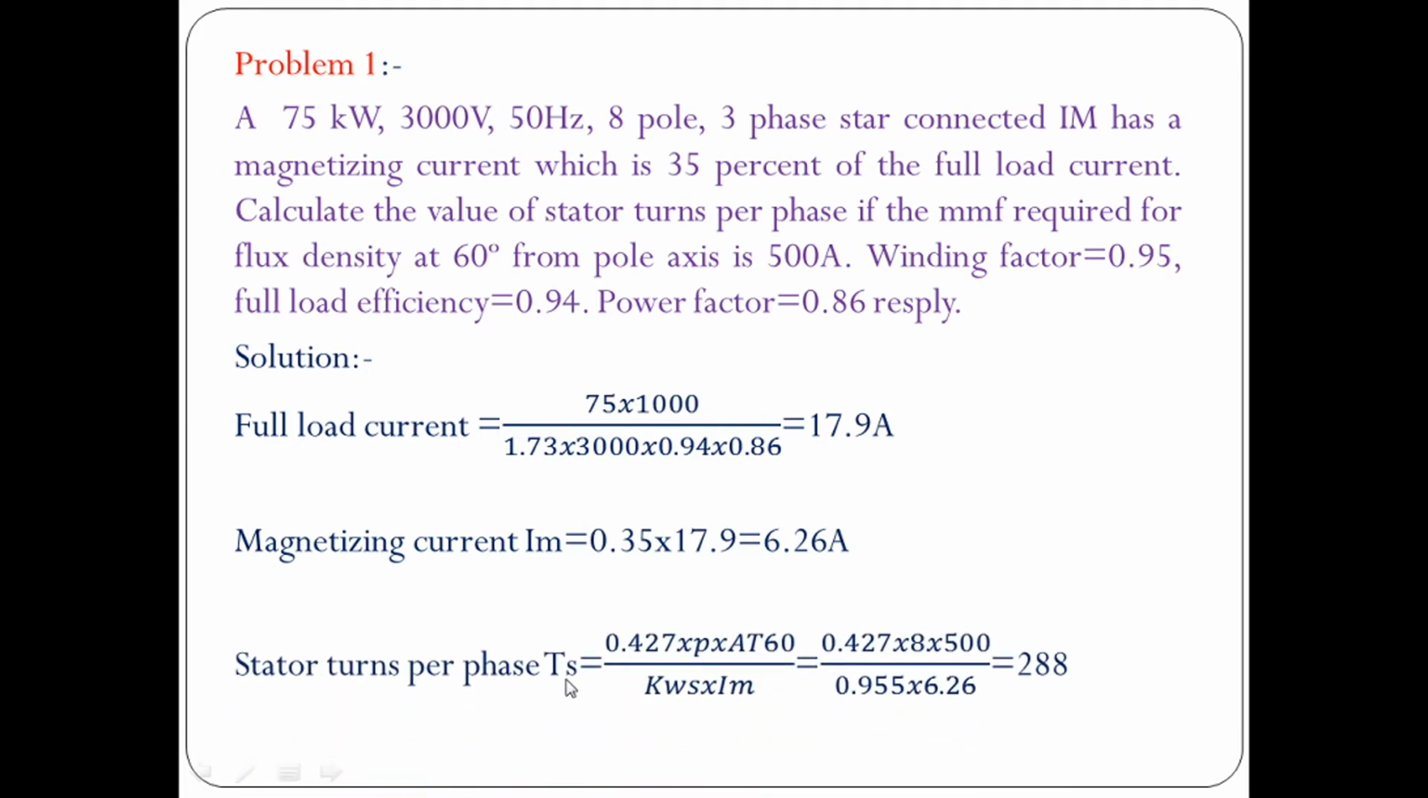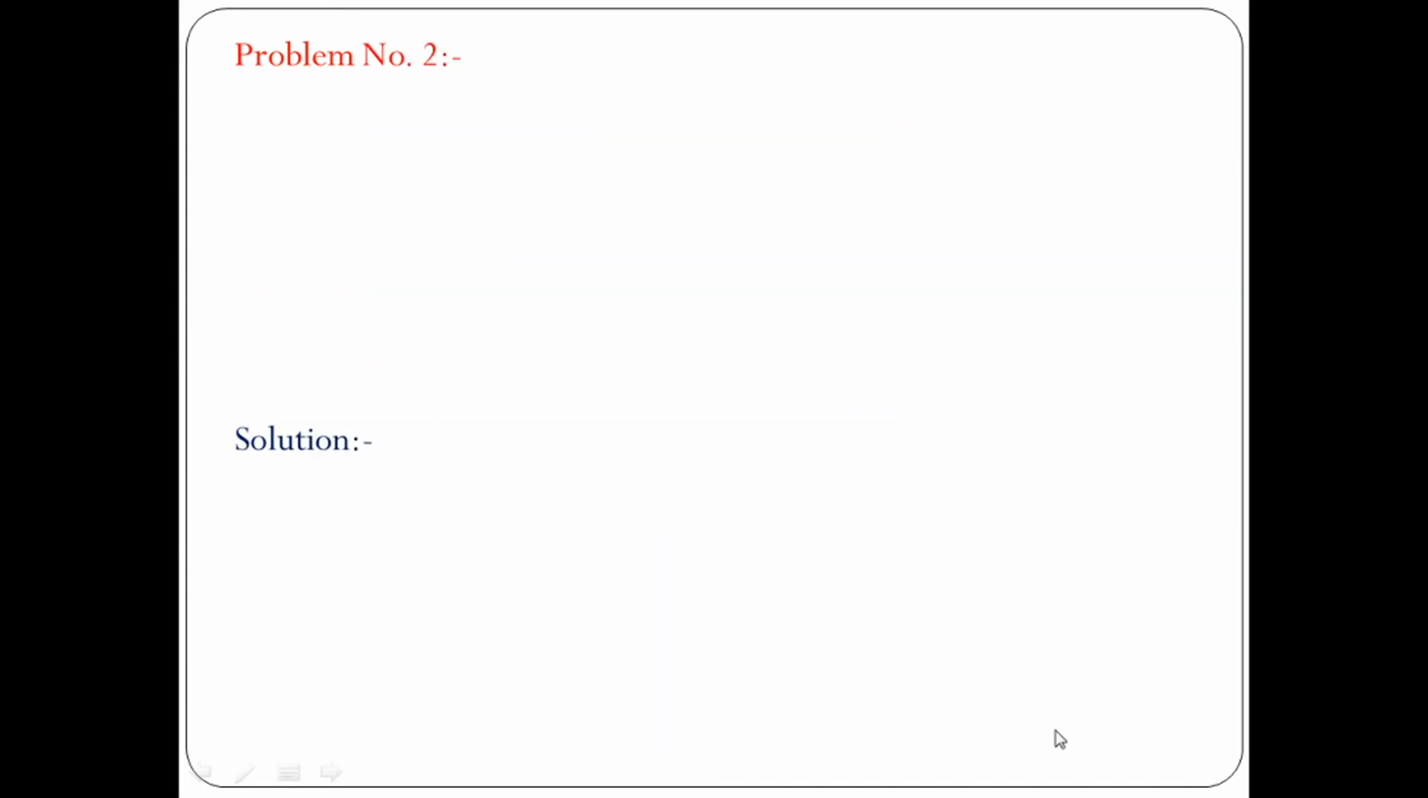So stator turns per phase TS is given by 0.427 into P into the ampere turns at 60 degree, divided by the stator winding factor into the magnetizing current. If you substitute the values, the number of poles is 8 and the MMF required for flux density at 60 degree from the pole axis is 500 amps, divided by the winding factor 0.955, into 6.26, which is the magnetizing current we have obtained here. So stator turns per phase is 288.